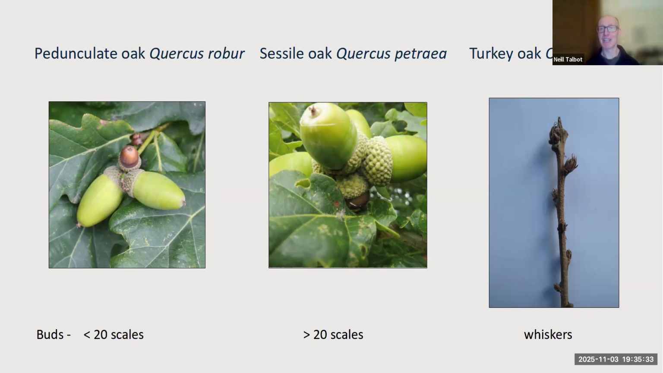And another thing that you can look at for telling the difference between the native ones and the turkey oak is that the turkey oak actually has whiskers on the buds, but it also has whiskers around the base of the acorn cup. So the difference between the turkey oak and the native oaks is very obvious, even in the winter.